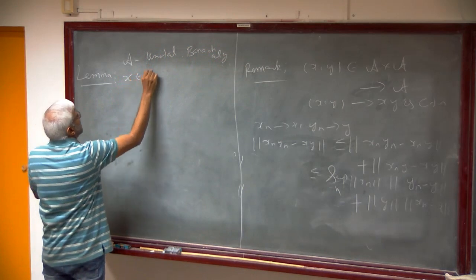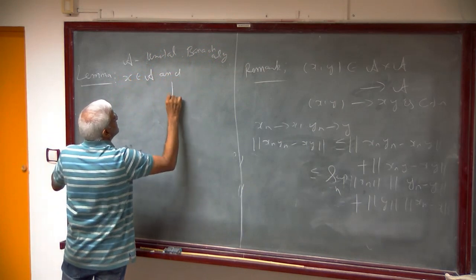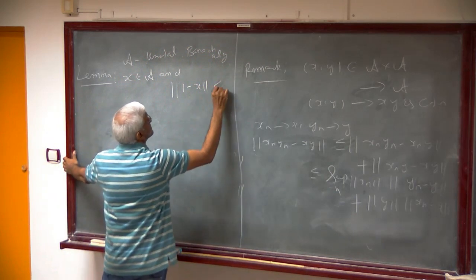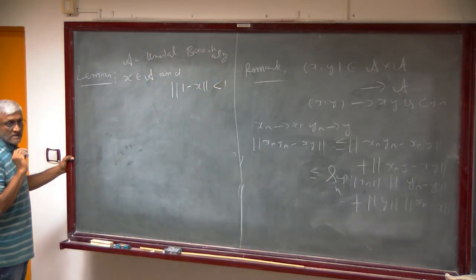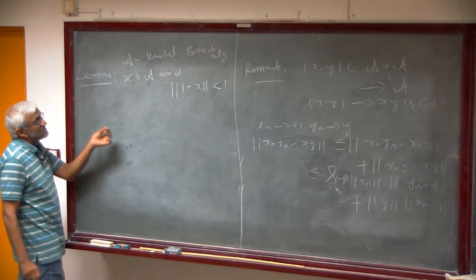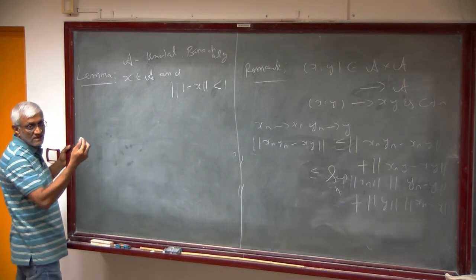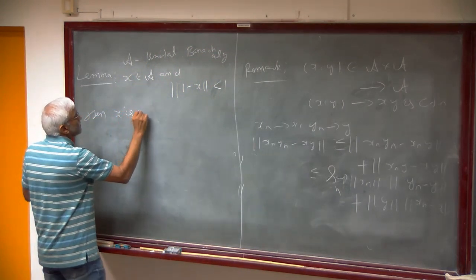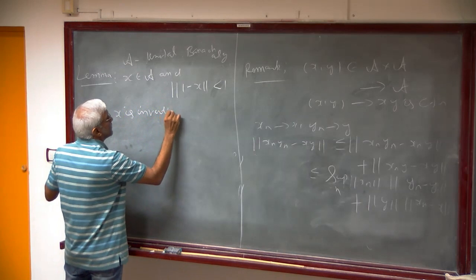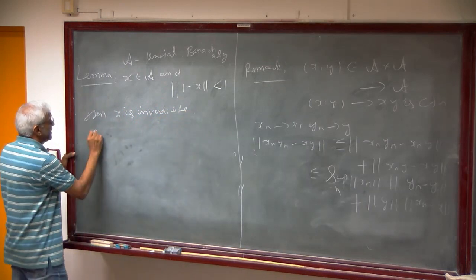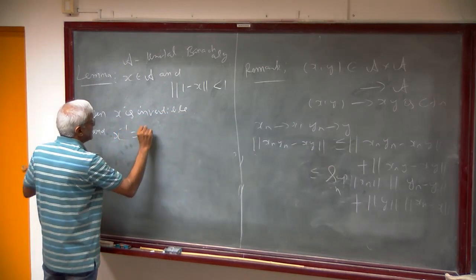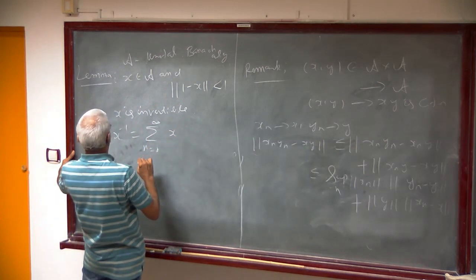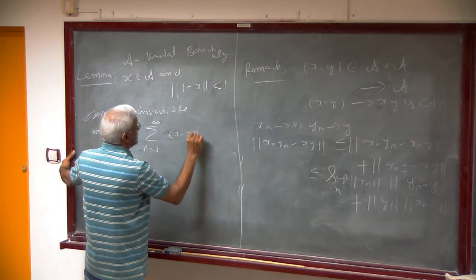Lemma: x is in A, and we have the condition norm of 1 minus x is less than 1. That is, x is at a distance less than 1 from the identity. Then x is invertible, and x inverse you can write as the sum from n equal to 0 to infinity of (1 minus x) to the power n.